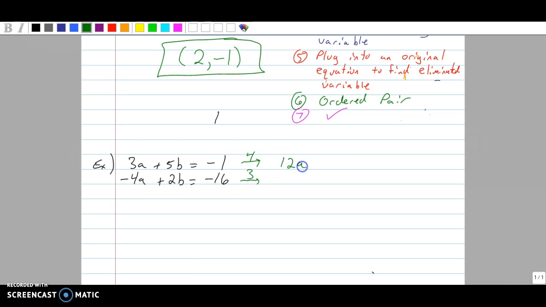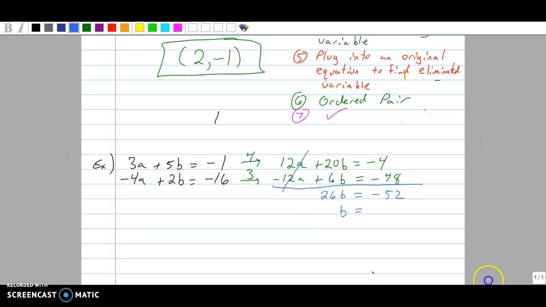So we have 12a plus 20b is equal to -4. Remember, multiply everybody. We got -12a plus 6b is equal to negative, what's 16 times 3? 48. All right, so add these up. When I add these up, check it out. The a's cancel. We have 26b is equal to -52. We're going to divide by 26 on both sides.